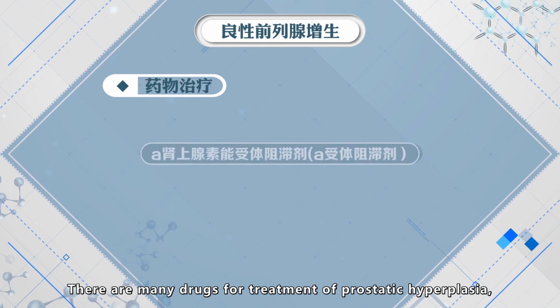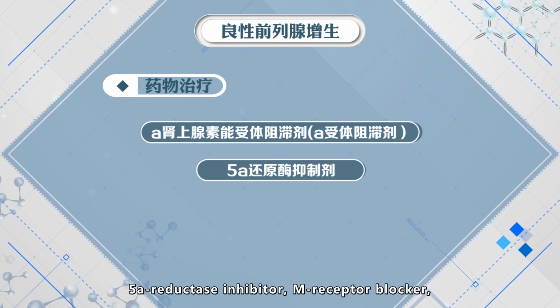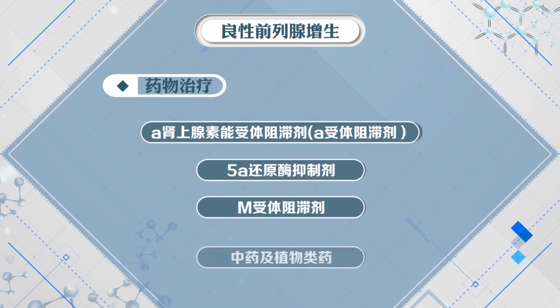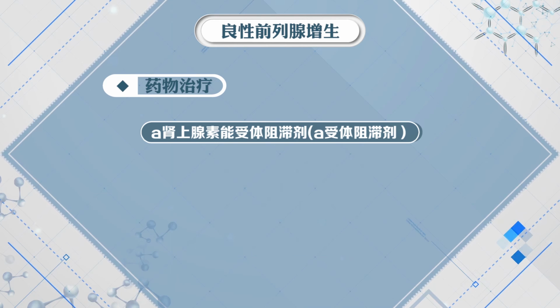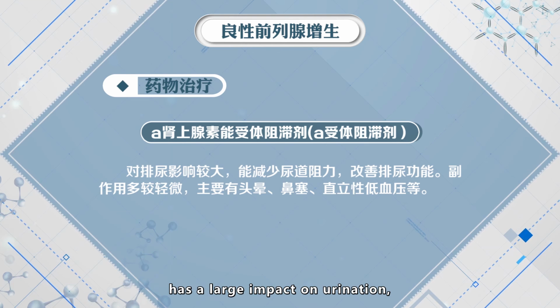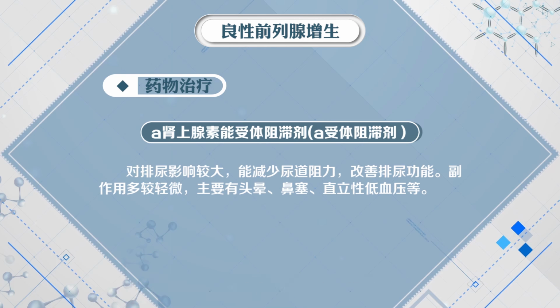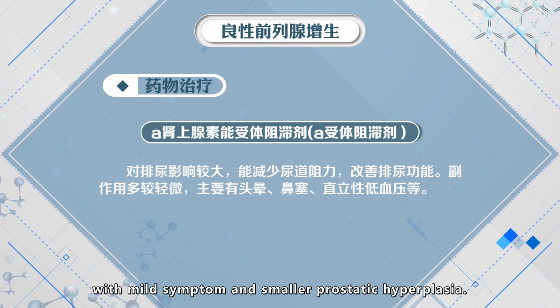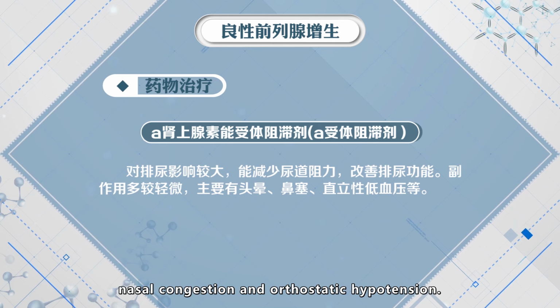There are many drugs for treatment of prostatic hyperplasia, and commonly used are alpha adrenergic receptor blocker, 5A reductase inhibitor, M receptor blocker, traditional Chinese medicine, and botanical drugs. As the alpha-1 receptor distributed in smooth muscles of prostate matrix has a large impact on urination, alpha blockers deliver a good therapeutic effect on patients with mild symptoms and smaller prostatic hyperplasia. The drugs have slight side effects such as dizziness, nasal congestion, and orthostatic hypotension.